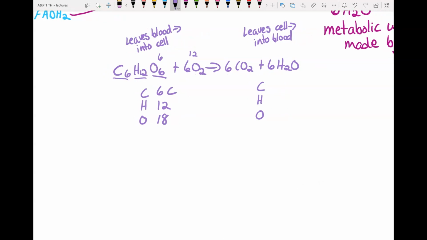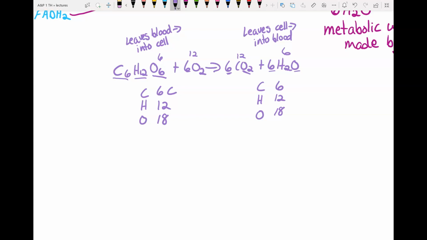Over here, 6 CO2. It's going to be 6 carbons. Here we have 6 waters. Well, each water has 2 hydrogens. So if you take 6 times 2, that's 12. 6 CO2, there's 2 oxygens in each of those, and we have 6 of them. So that's 12 oxygens there. 6 waters. Each water has 1 oxygen, and we have 6 waters, so that's 6. 6 and 12 is 18. It all adds up. So all you're doing is converting glucose and oxygen into carbon dioxide and water.